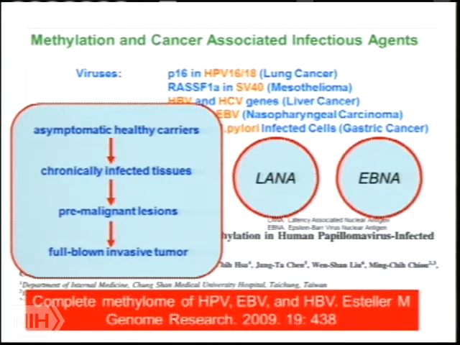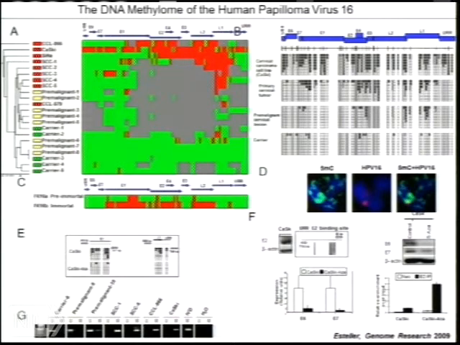And recently, or a few years ago, complete methylome has been done for HPV, EBV, and HBV. Here it is shown whether early genes, late genes, or other genes in the virus got methylated, and how much. All those profiles have been collected as a reference point, and that has been very helpful in identifying the different stages, SYN1, SYN2, and SYN3.